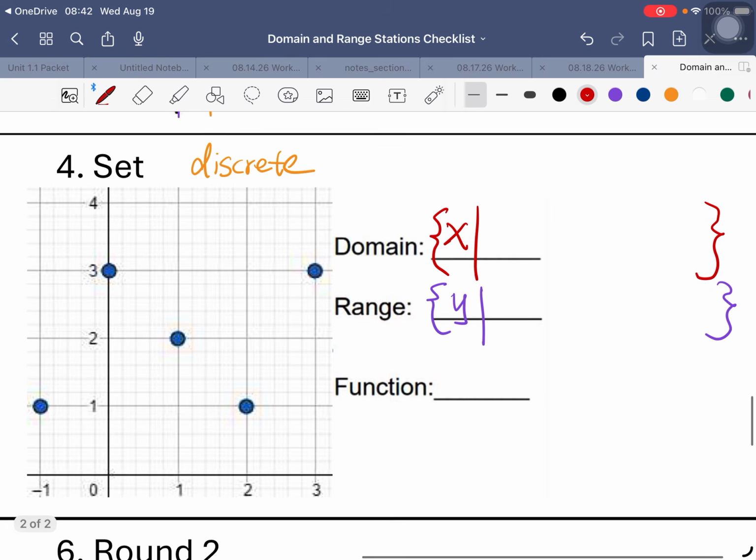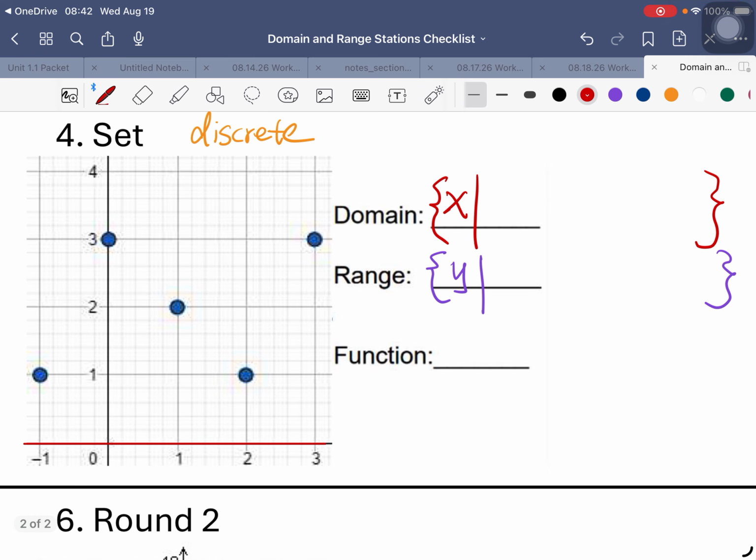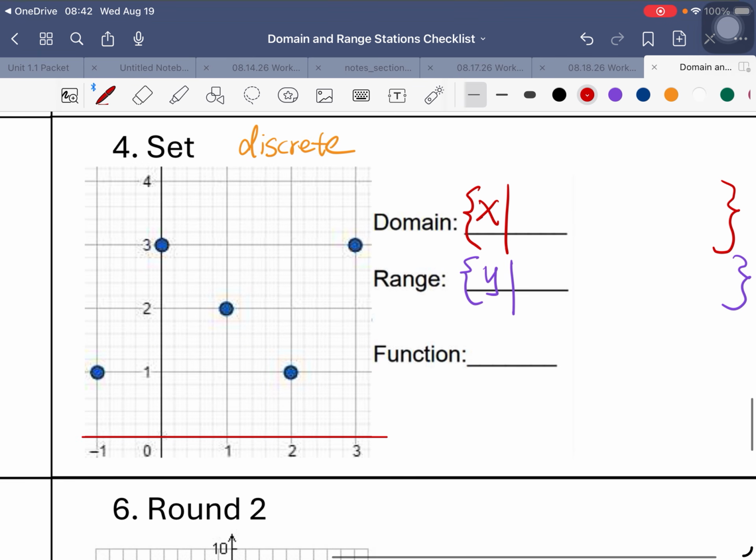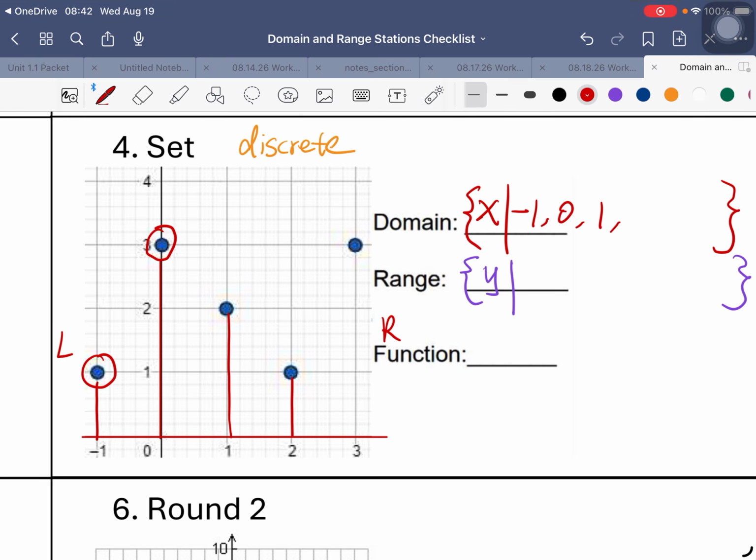So let's do the x values first. Your domain is from the most left to most right. The most left point, when I touch the x-axis, the first x value is -1. And we go right to the next point. I see it touched the x-axis at 0. Next one to the right at 1. Next one at 2. Next one at 3. This is the list of all x values for my domain.